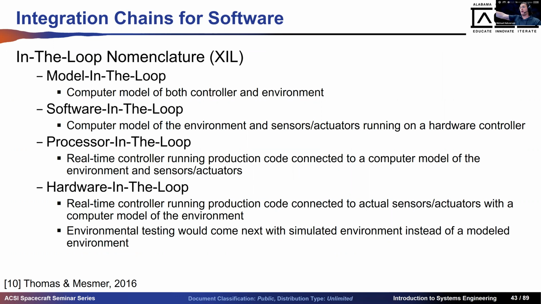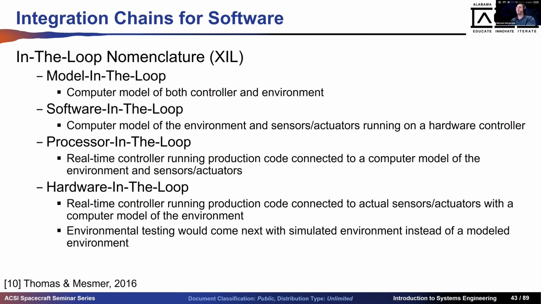This is for software in particular. There's this in the loop nomenclature, XIL. You have model, software, processor, and hardware. Software people, you probably are catching on to this real quick. Model in the loop, there's no actual hardware. This is development software. For software in the loop, you understand that your development software gets a little bit more mature, and you can start messing around with some simulated processors.